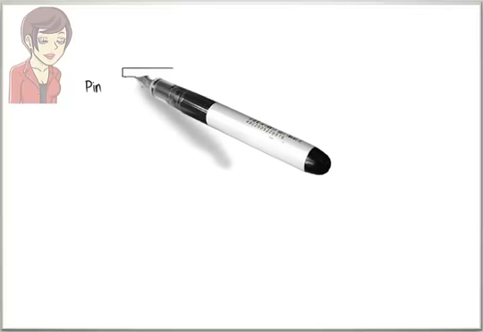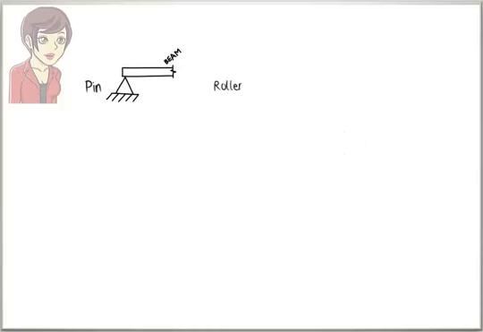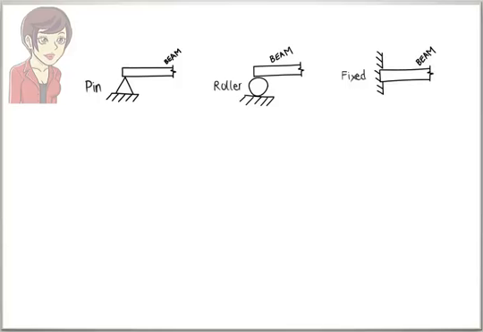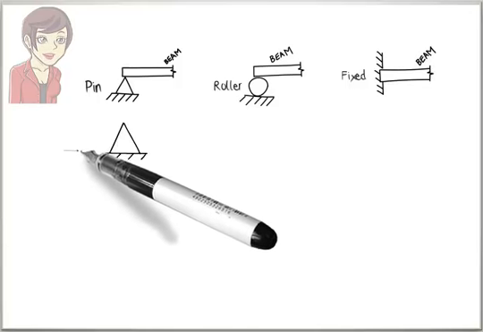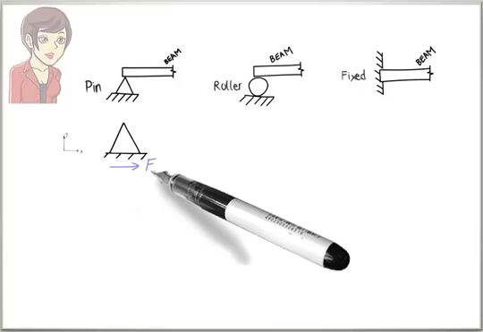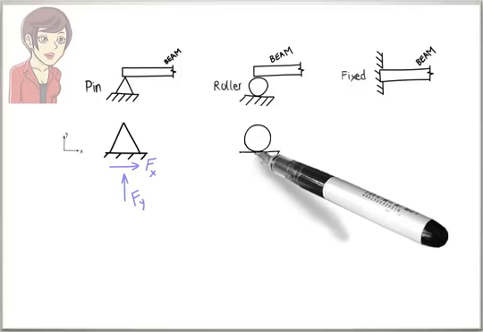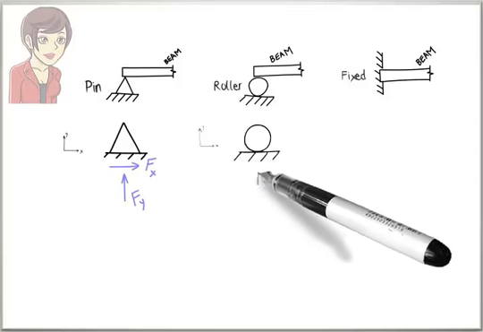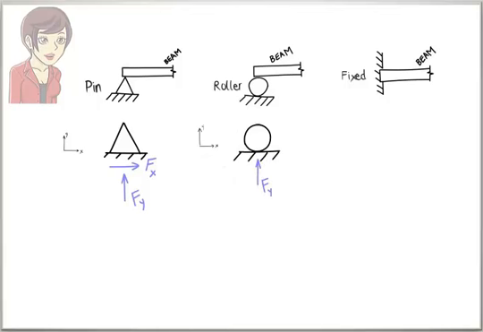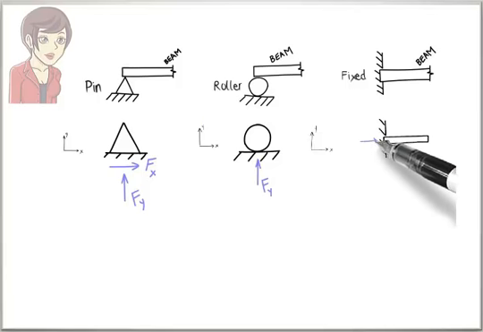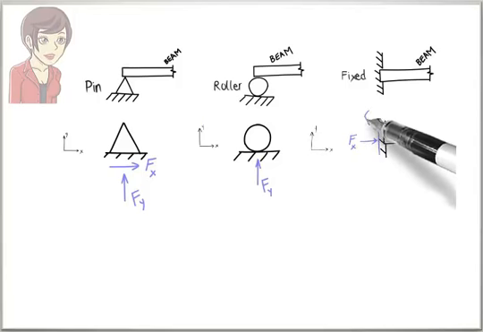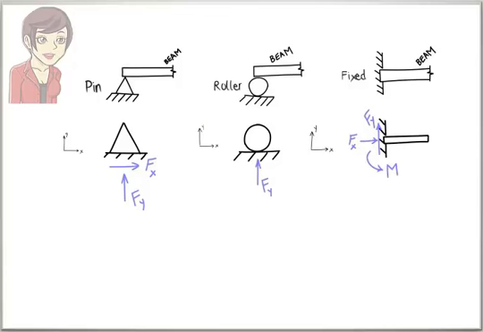The three most common support types are pin, roller, and fixed supports. There are two reaction forces associated with a pin support, a force in the x direction and one in the y direction. A roller support provides one reaction force only. Here, the force is perpendicular to the support surface. A fixed support has three reactions: a force in the x direction, a force in the y direction, and a bending moment about the z-axis.